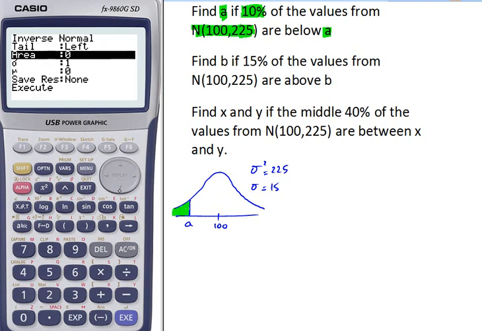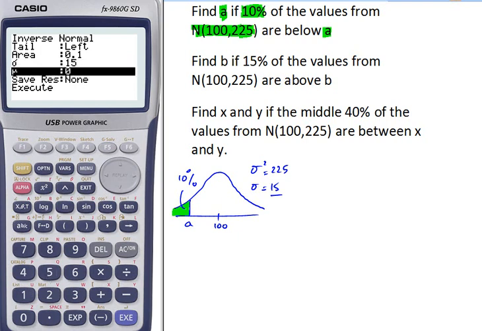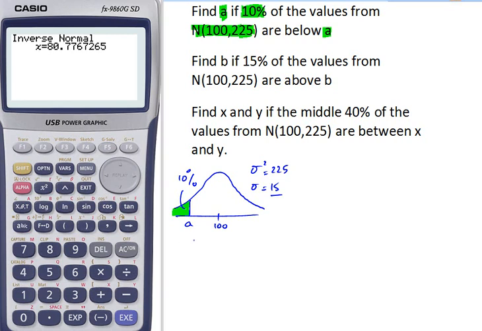What else do we need to know? Well, we need to tell it the area in that end. We know that is 10% of the values. But the area is given as a probability, so we need to put in that it is 0.1, not 10%. We then press execute. We need the standard deviation, and that's 15, and we need the mean, which is 100. So I've got that in as well. And we press execute again. We get our answer. So our value of A is equal to, to three significant figures, 80.8.